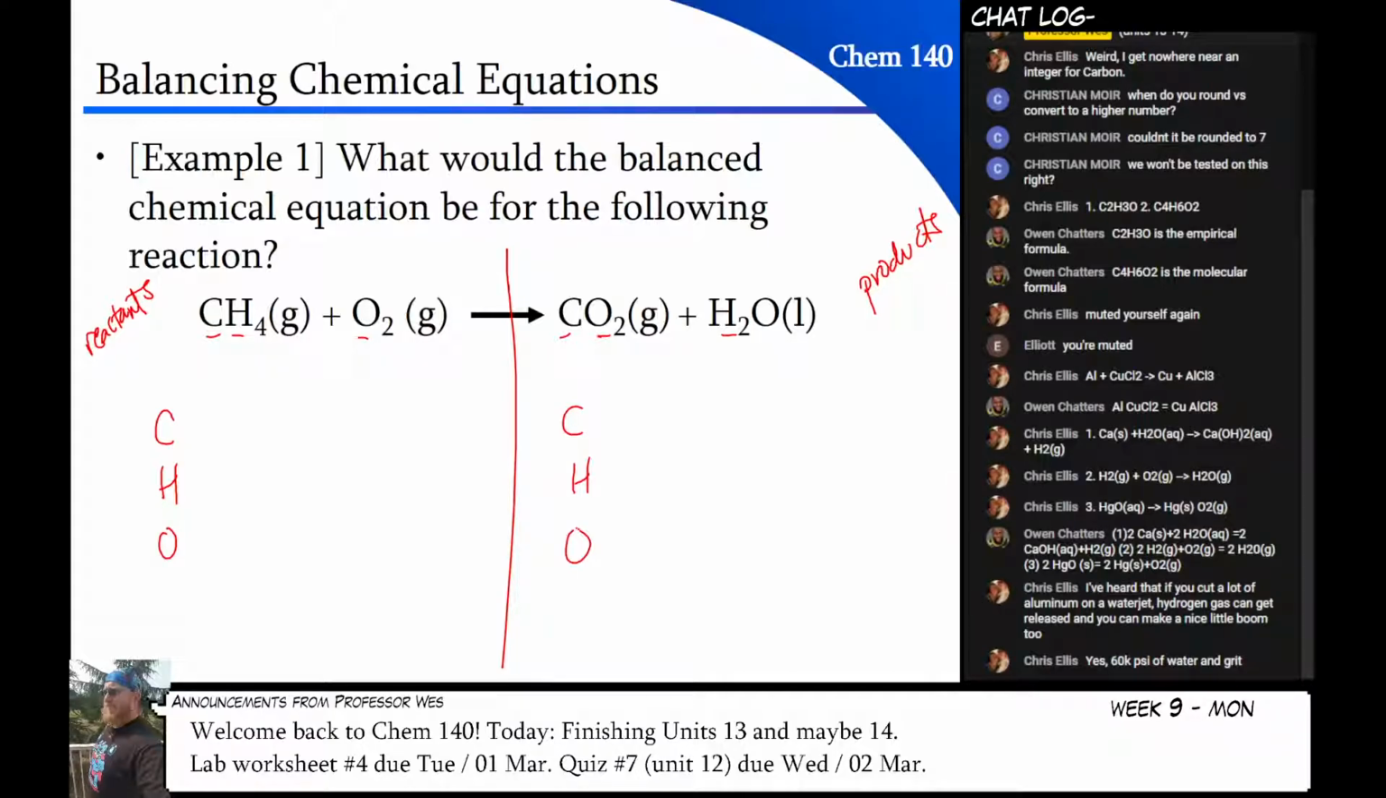We need to have the same number of all the substances on both sides. So let's tally them. I have 1 carbon on the left, 4 hydrogen, and 2 oxygen. Checks out. I'm just looking at the coefficients here. On the right side, I still have 1 carbon, so that's good. That one's done. 3 oxygen, so that's a problem. And I only have 2 hydrogen, so that's no good either.